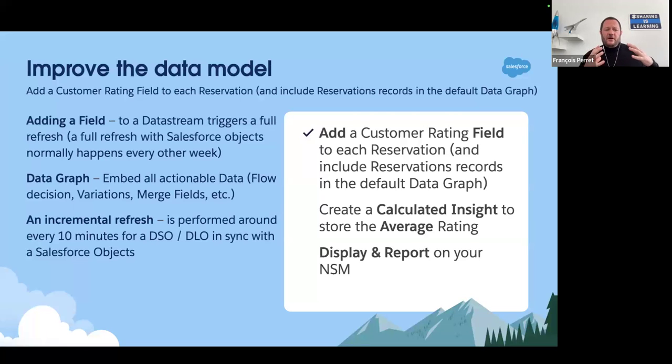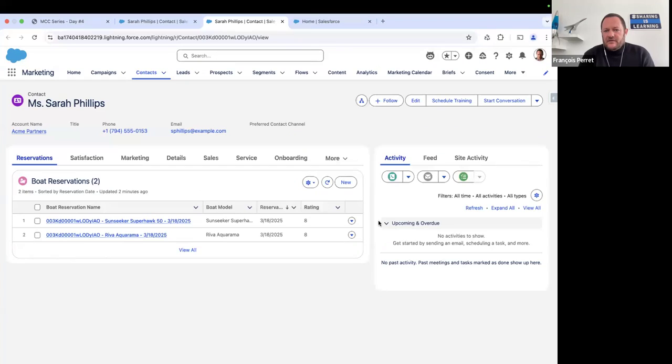you decided with her or with him that you would also need access to this information, to the reservation, at the unified individual level. In Data Cloud words, that means you added the boat reservation to the data graph so that you can use it to personalize your emails, to personalize your decision splits inside your flows, and so on. So let's see how it looks there.